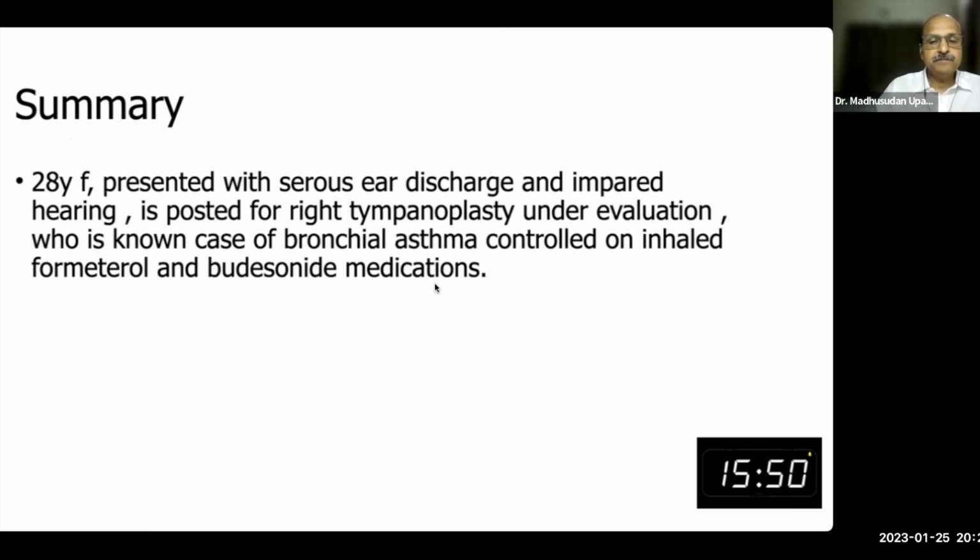Okay. A 28-year-old female presented with serous aural discharge and impaired hearing, posted for right tympanoplasty under evaluation, who is a known case of bronchial asthma controlled on inhaled formoterol and budesonide medications.